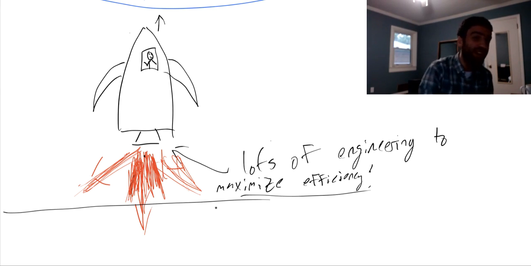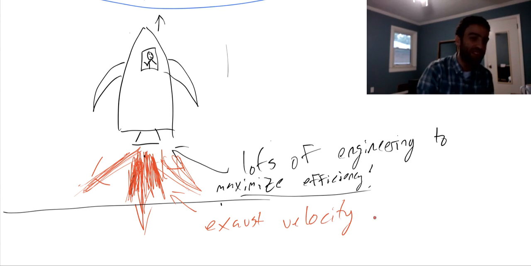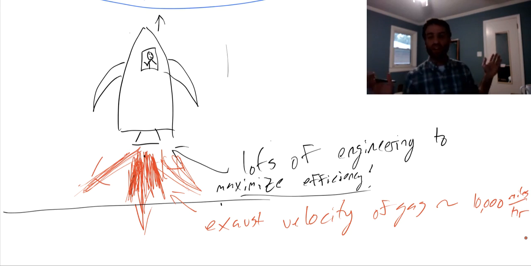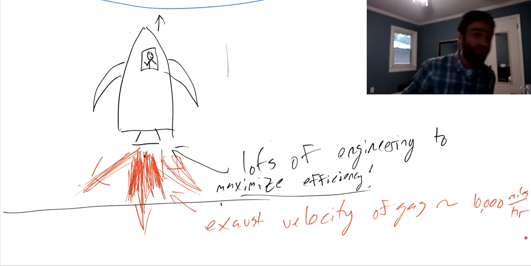And just to give you a sense of scale, the engineering is incredibly sophisticated, and the exhaust velocities of this gas can easily be like 10,000 miles an hour during, say, the launch of a space shuttle.